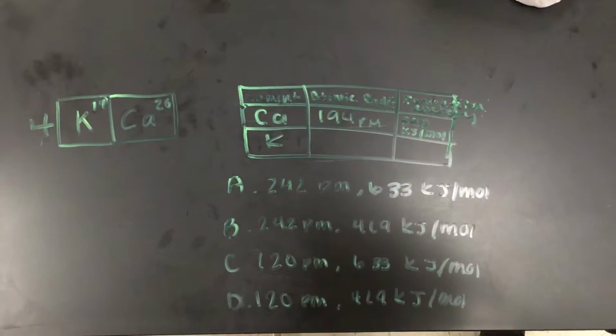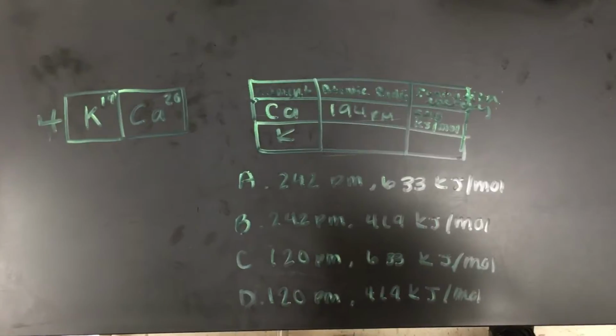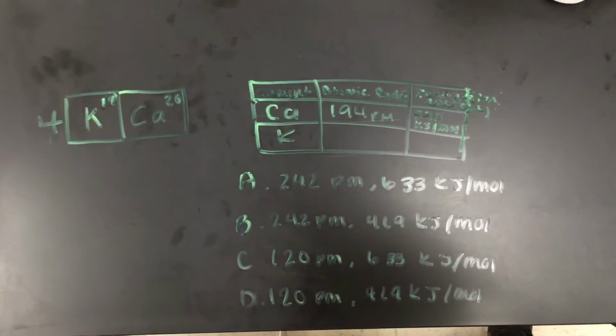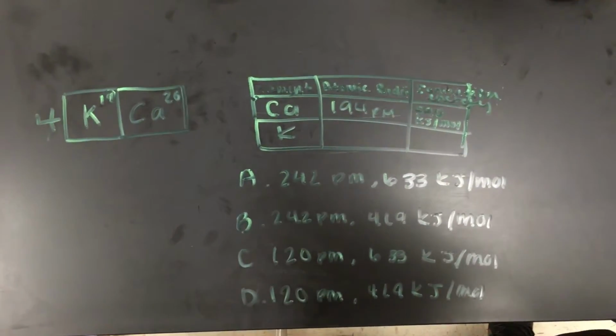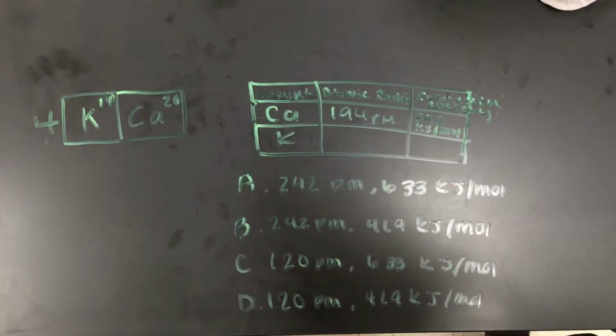Based on the periodic trends and the data in the table, which of the following are the most probable values of the atomic radius and the first ionization energy for potassium? First thing at this problem, you'll have to know what atomic radius is, what ionization energy is, and what are the periodic trends. Atomic radius is half the measurement of the distance between atoms in a chemical compound.